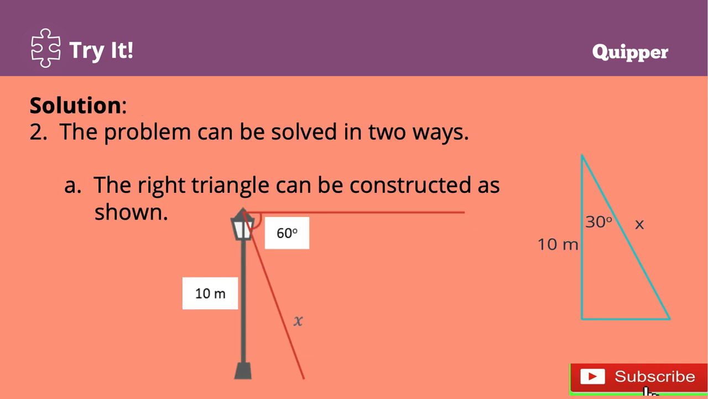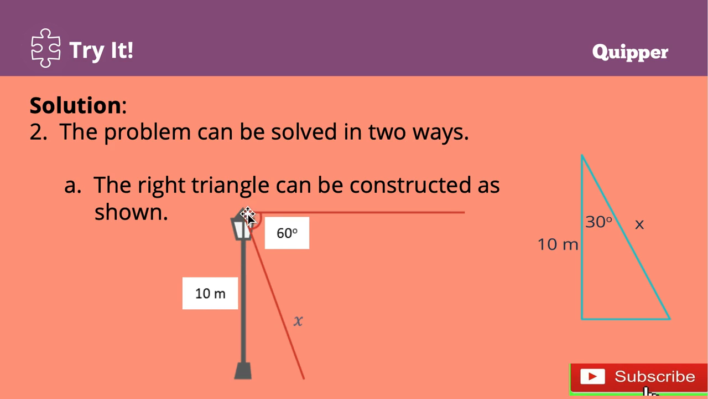This problem can be solved in two ways. This is the first way. The right triangle can be constructed as shown. This is the right triangle that is coming from the light beam and the lamppost. The lamppost is 10 meters. This is the side here. And this 30 degrees is coming from here. The given angle of depression is 60 degrees.